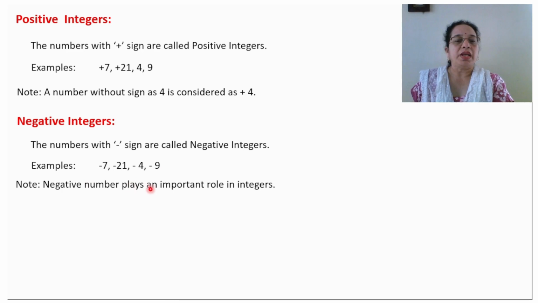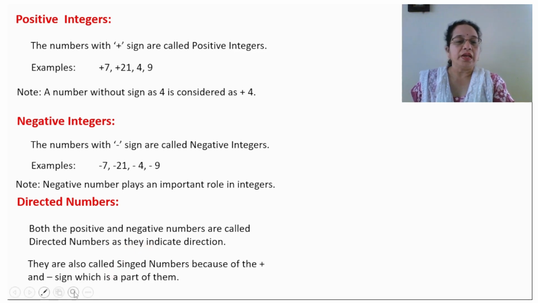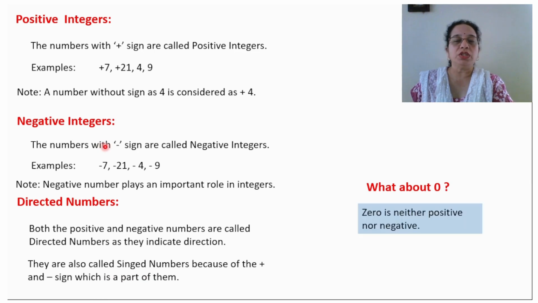Negative numbers play an important role in integers. Directed numbers: both the positive and negative numbers are called directed numbers as they indicate direction. They are also called signed numbers because of the plus and minus sign which is a part of them. And what about 0? 0 is neither negative nor positive. We don't write plus sign or minus sign with 0. We write 0 as a single digit 0.